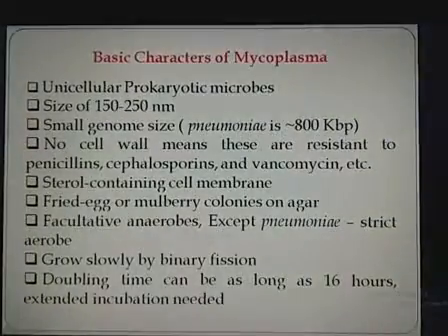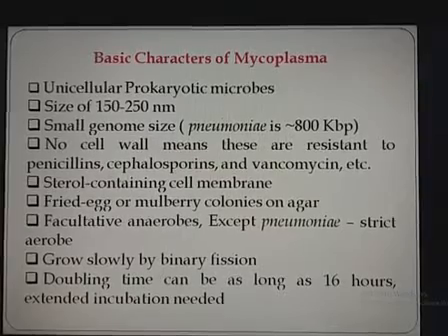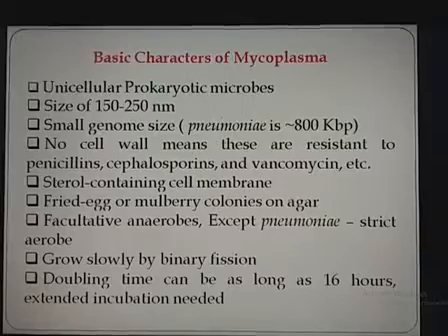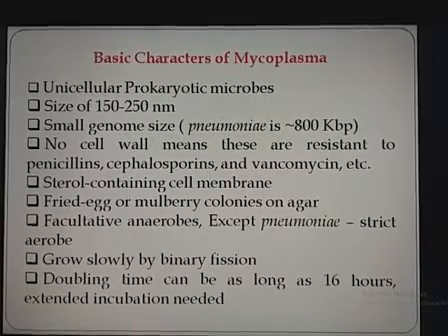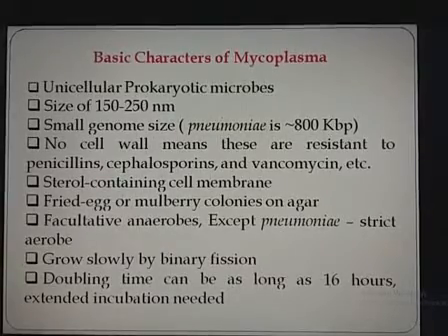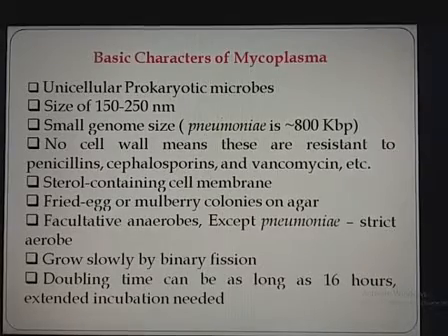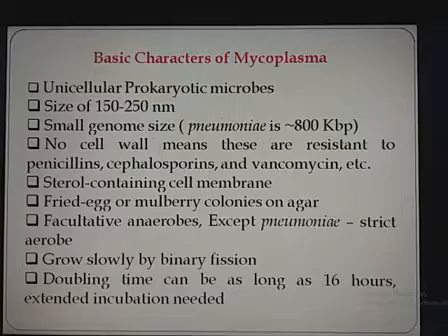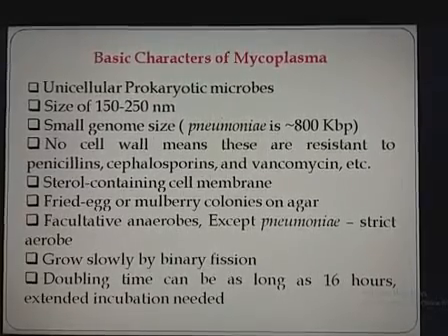Now the basic characteristics of mycoplasma. They are unicellular prokaryotes. The size ranges from 150 to 250 nanometers. The genome size is very small, about 800 kilo base pairs, or kbp. No cell wall is there, which means they are totally resistant to penicillin, cephalosporins, vancomycin and such antibiotics, and they contain a sterol-like cell membrane.